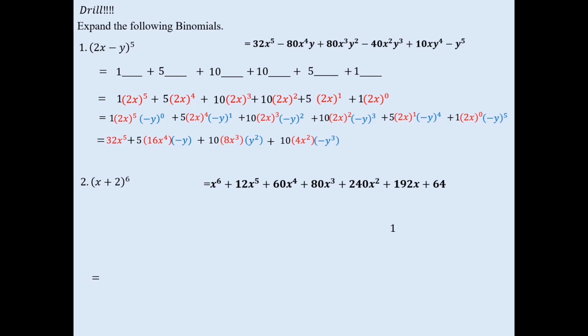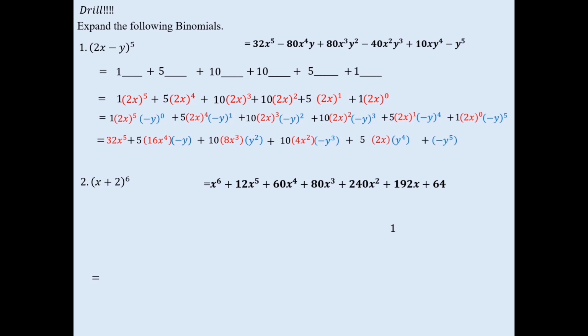Plus 5, 2x to the power of 1 is just simply 2x, and negative y to the power of 4 will be just positive y to the 4. Kasi your exponent here is even. And 2x to the power of 0 is 1, and negative y to the power of 5 will be just simply negative y to the 5.